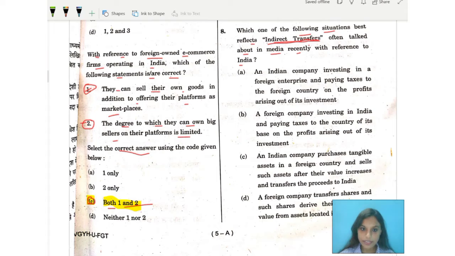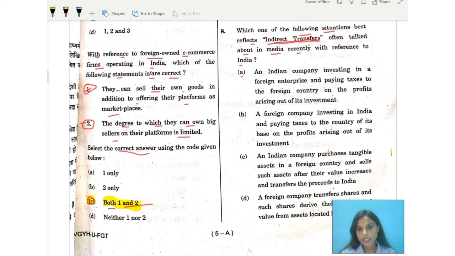Indirect transfers basically refer to situations where foreign entities own shares or assets in India, and the shares of such foreign entities are transferred instead of a direct transfer of the underlying assets in India.